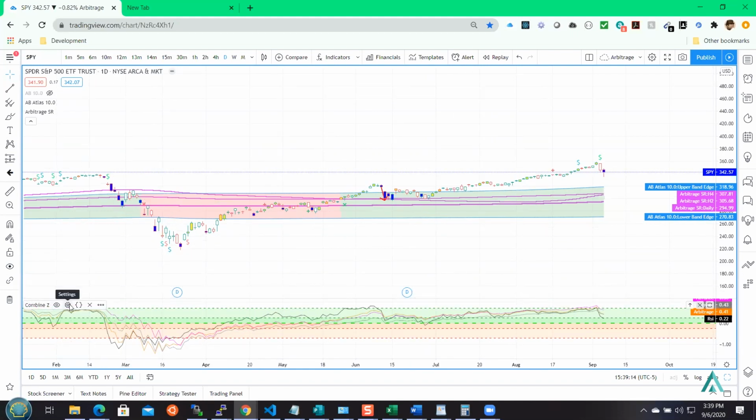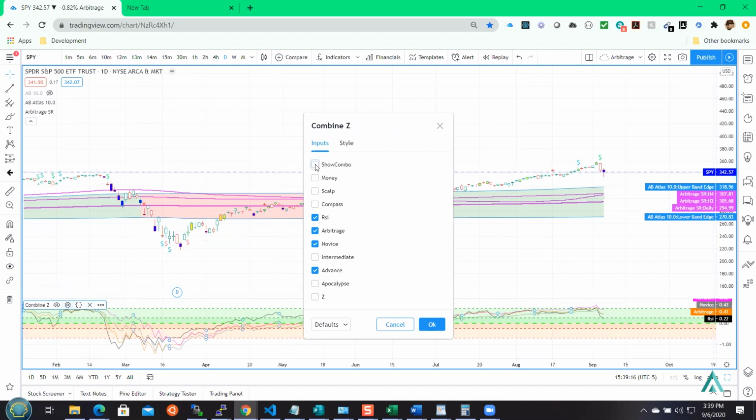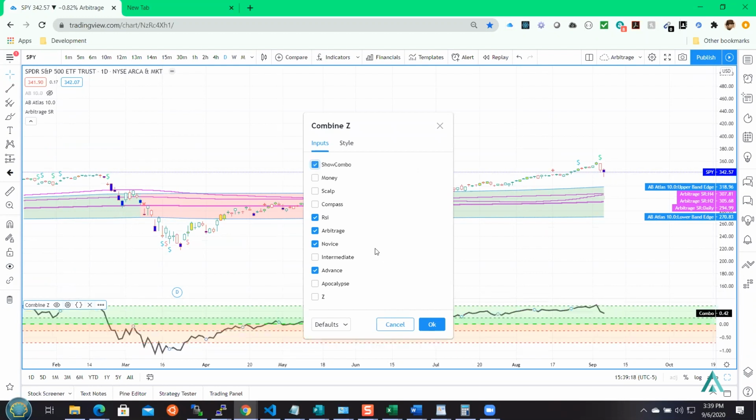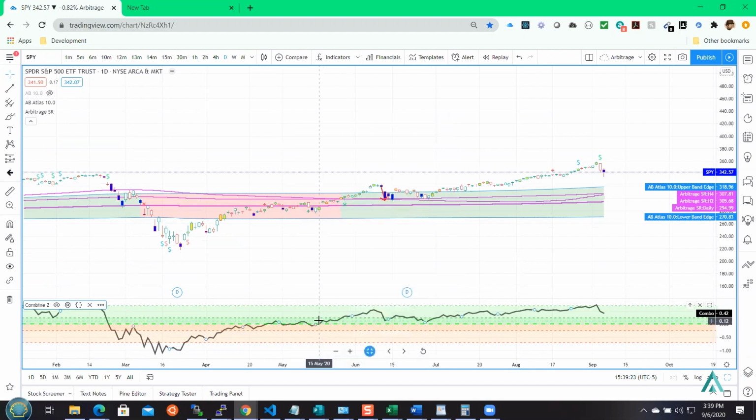Well, with Combine Z, we say, okay, show combo. Because basically it says add them up, divide by however many you've got, and guess what? Tell me where all of them say it's safe for me to get in the water. Oh, it got me a little bit sooner than the event? Great, let's ride.